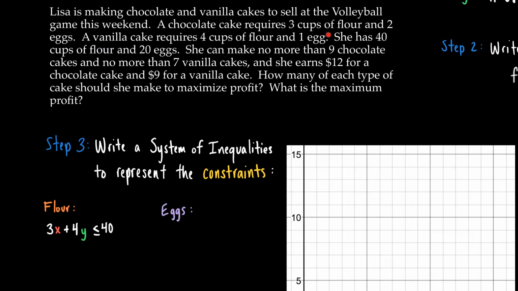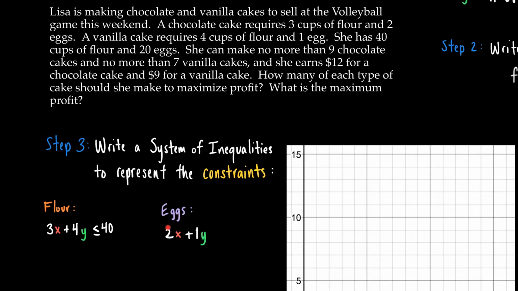Vanilla cake requires 1 egg, and we only have 20 eggs to work with, right? She has 40 cups of flour and 20 eggs. So we only have 20 eggs to work with. So what we're going to do is say, for each chocolate cake, we need 2 eggs. So the amount of eggs that we're going to use on chocolate cake is 2 times X. How many eggs are we going to use on each vanilla cake? We're going to use 1 egg on each vanilla cake. So we're going to represent that with 1Y.